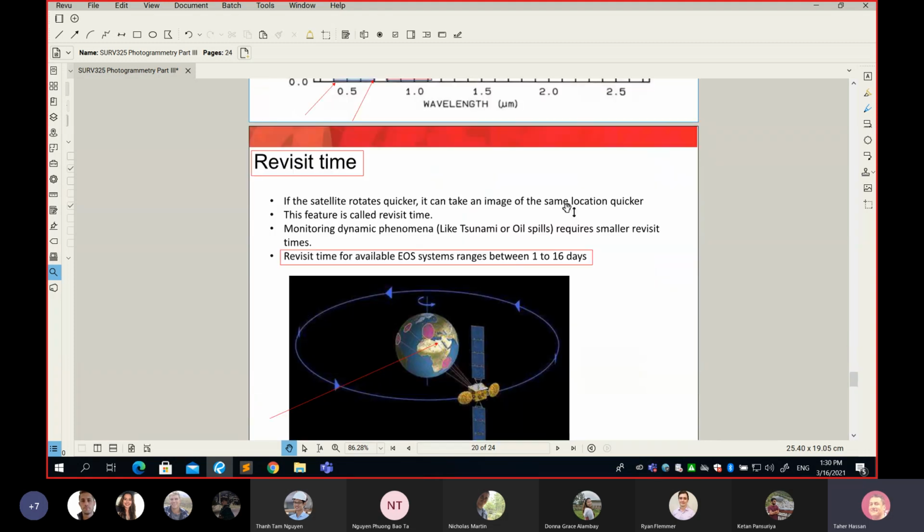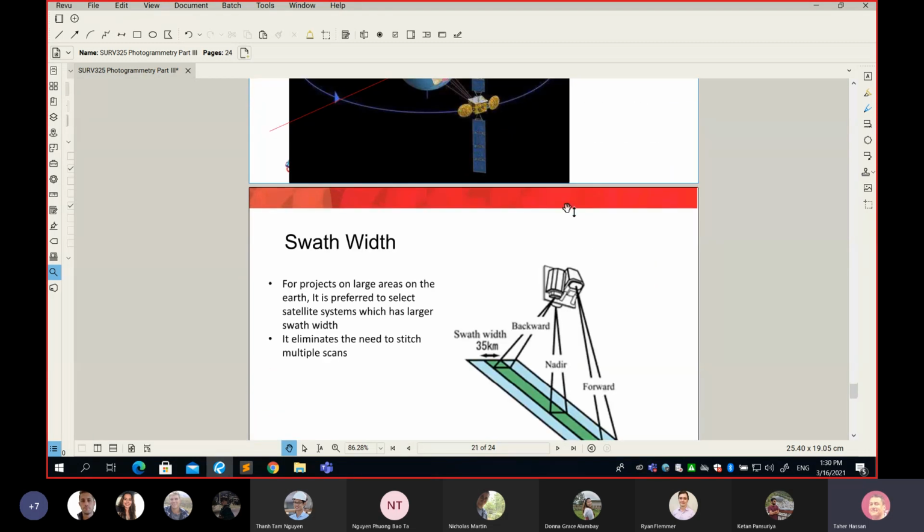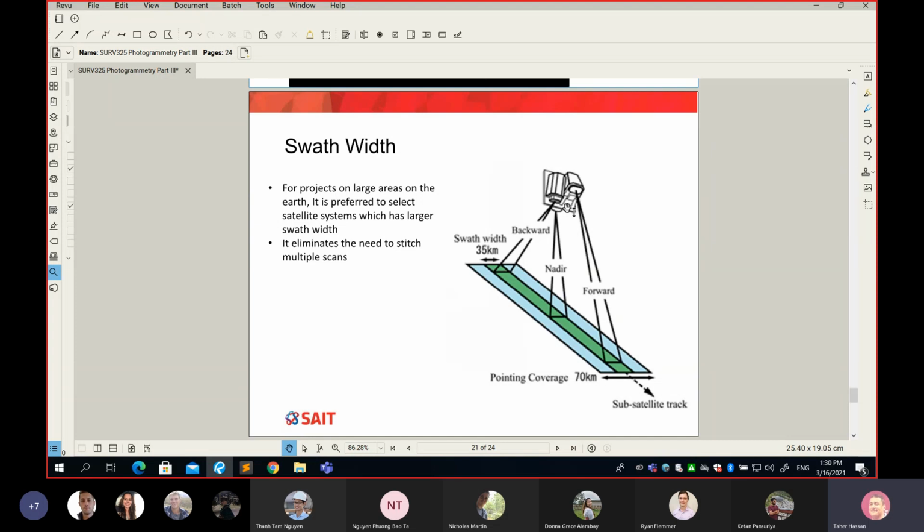I taught you the revisit time. The next one is called swath width. And if you remember, we kind of learned about this one, but it's not satellites. It was about Civil 3D. When I'm trying to cut sections through the ground, the software asks me, how much is your left swath width? How much is your right swath width? So in satellite imagery, what does swath width mean?